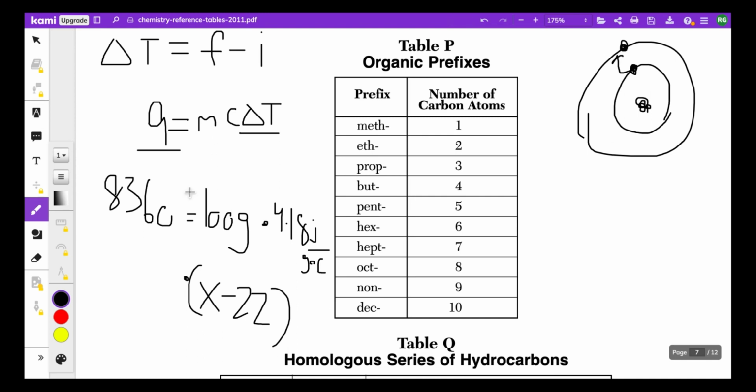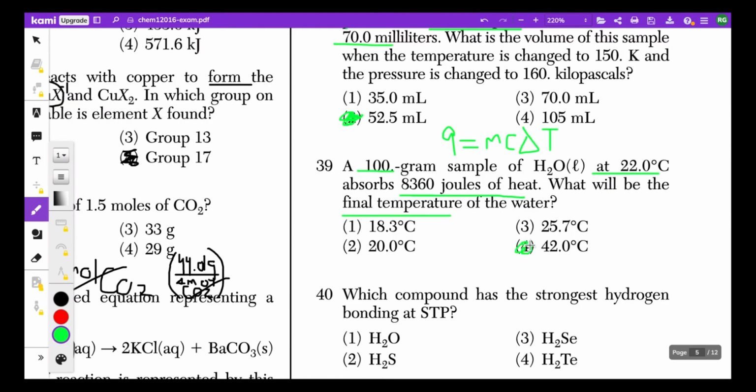Times 20 plus 22. I got 42 for this one. Let's see if it matches up. Oh, let's go.